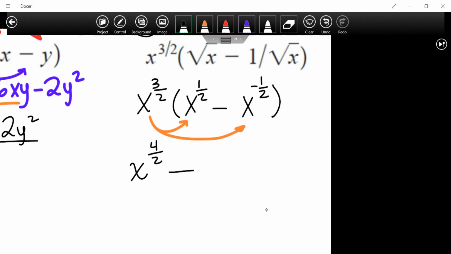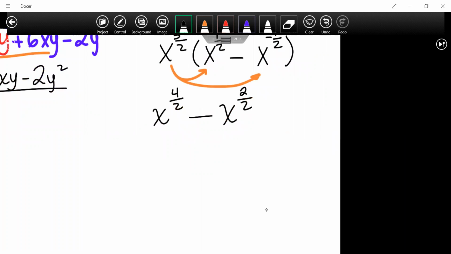If I'm distributing the last portion, take a 1/2 away from 3. We're going to get x to the 2/2. And it's going to look nice because we can simplify this out to get x squared minus just x. Can that be simplified further? Absolutely. We can pull out a greatest common factor of x minus 1. Look how pretty that looks. So pretty. Is that what you guys got?